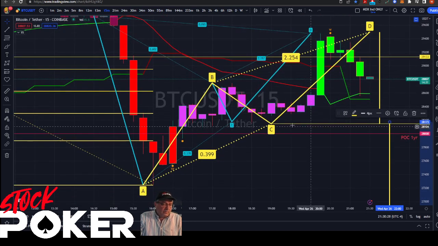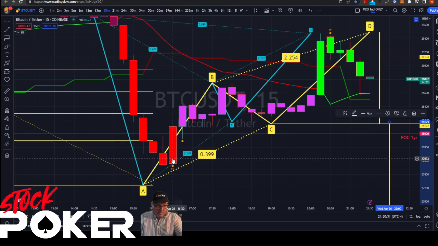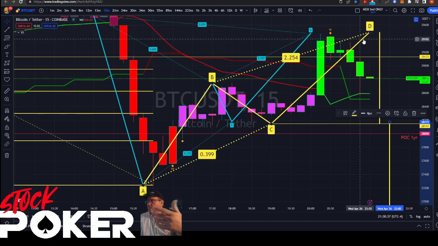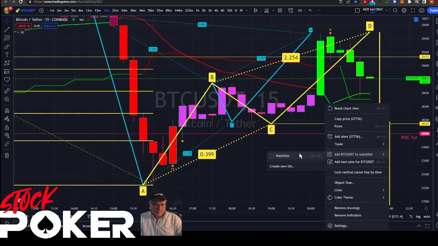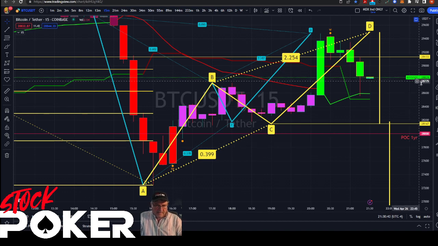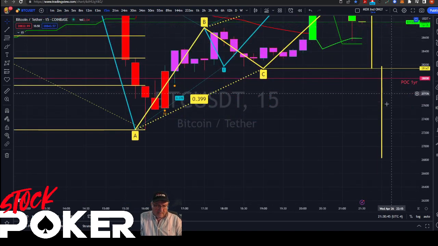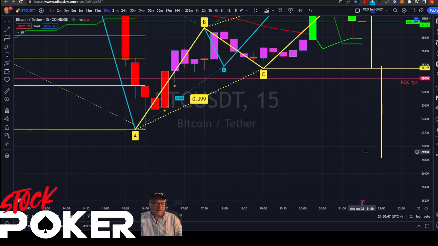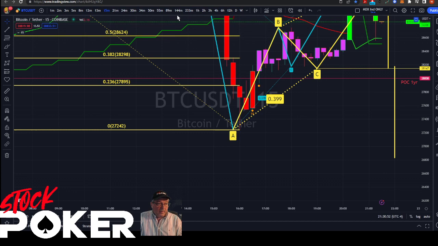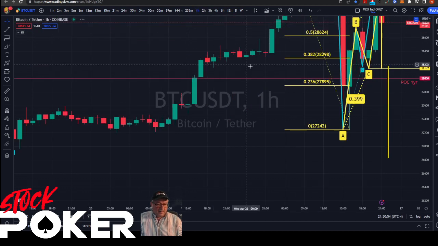And we entered into a short, we took profits, we entered a little bit more, and then we entered a little bit more. We're still in a short in the Stock Poker Trade account, and I'll show it to you. But then this is our price target down here at 26,800. That is our new price target. So let's go ahead and zoom out a little bit so you can see this a little bit better.